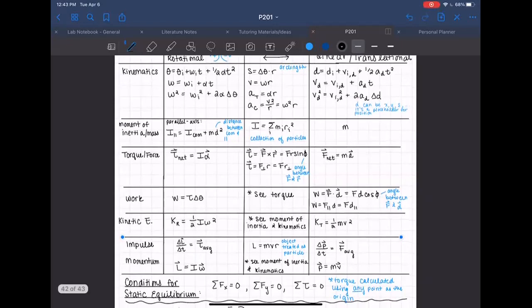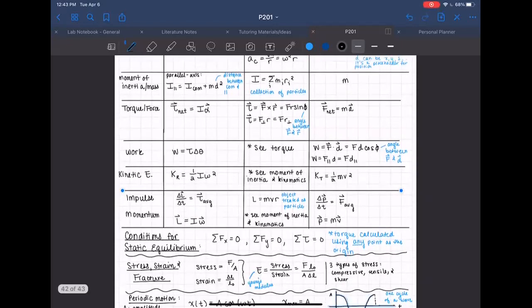Moving down to work. So work in terms of torque is just going to be our torque times the angle that we're traveling through. I didn't do the dot product specifically there. The only thing that's going to really change is whether it's positive or negative, because since torque can only be counterclockwise or clockwise, and theta can only be counterclockwise or clockwise, you'll have that overall be positive or overall be negative. Whereas for work in terms of forces, we have a lot more variation of how F and D can be oriented with respect to one another.